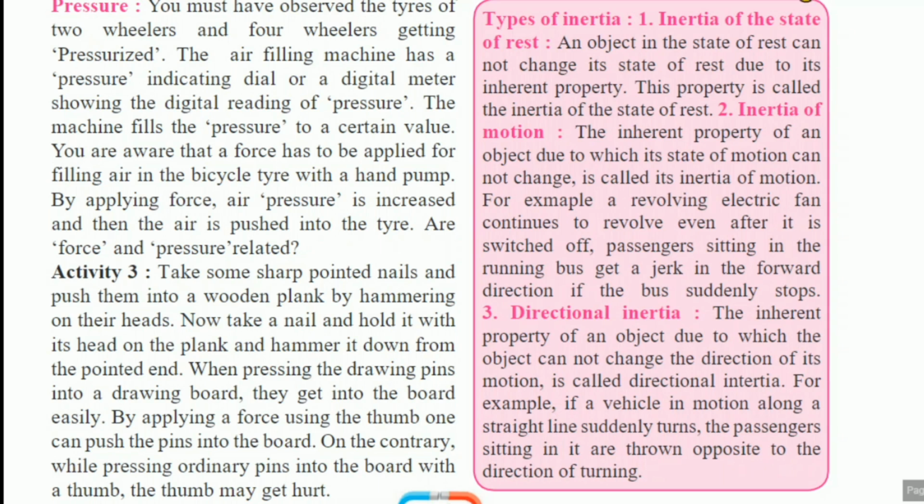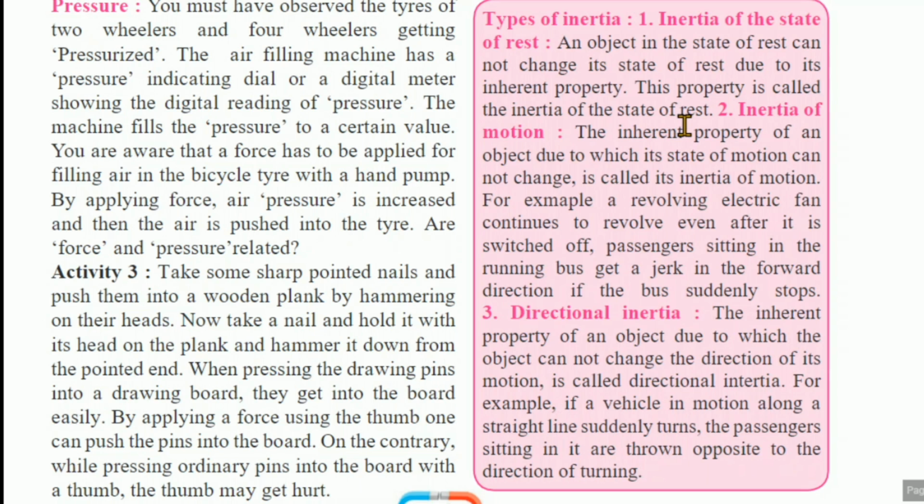So there are three types of inertia: inertia of the state of rest, inertia of motion, and directional inertia. First type is the inertia of the state of rest. An object in the state of rest, that means in a constant position, with no movement, cannot change its state of rest due to its inherent property. This property is called the inertia of the state of rest.